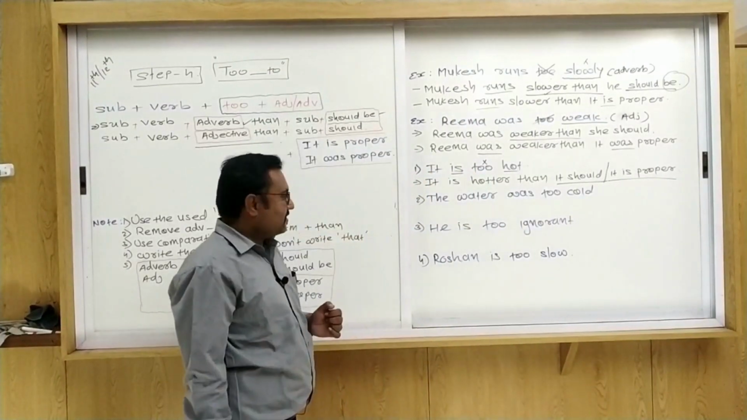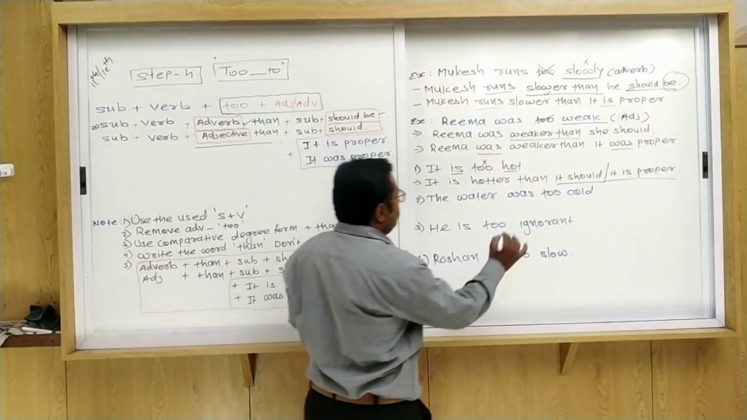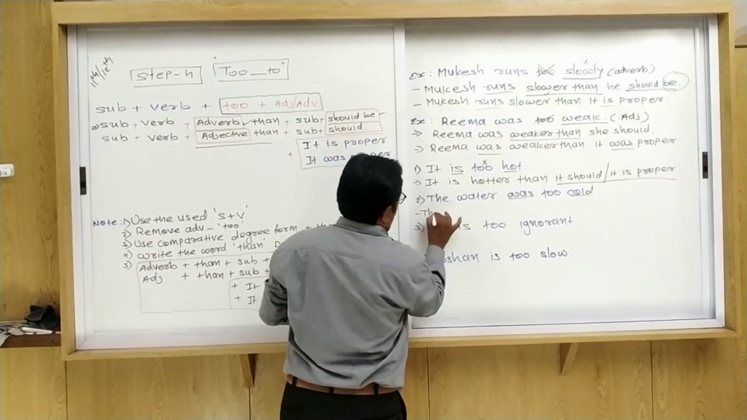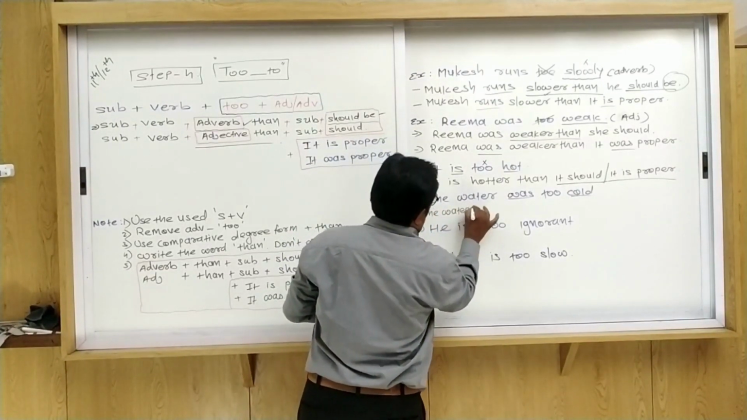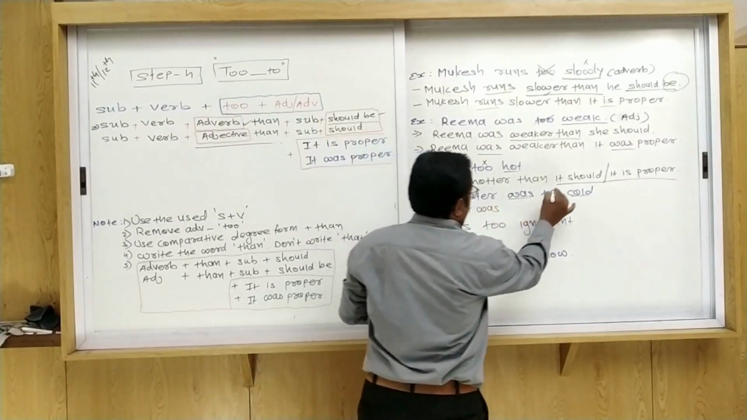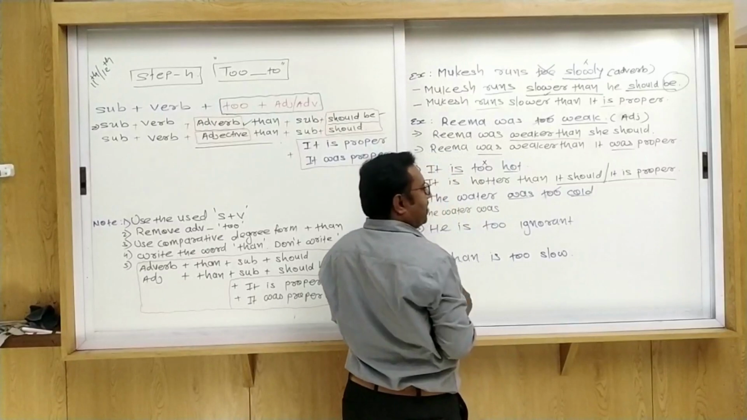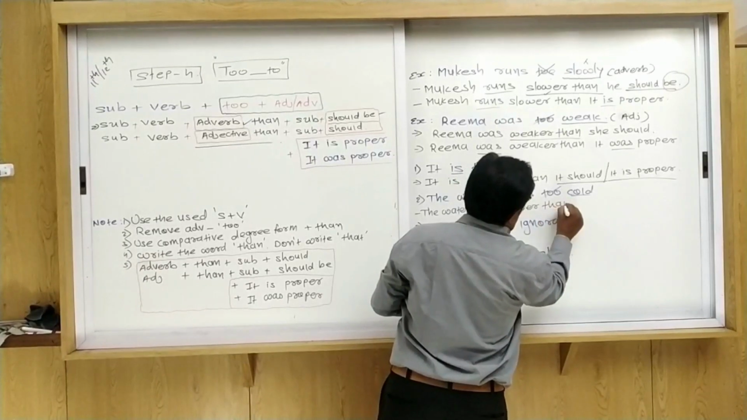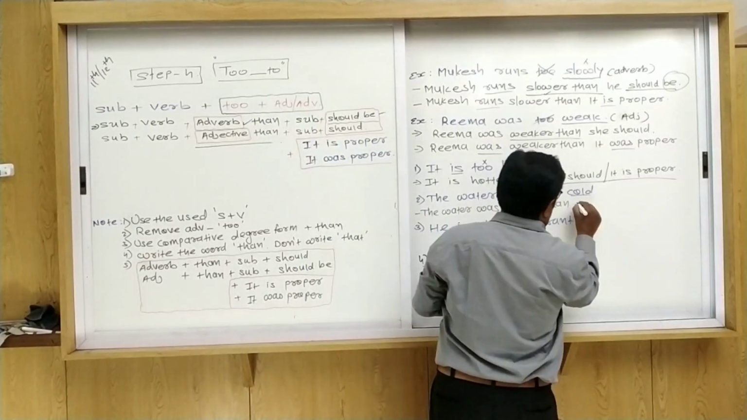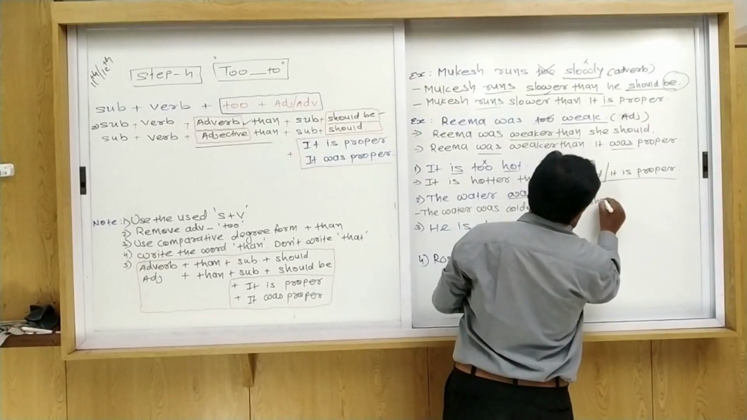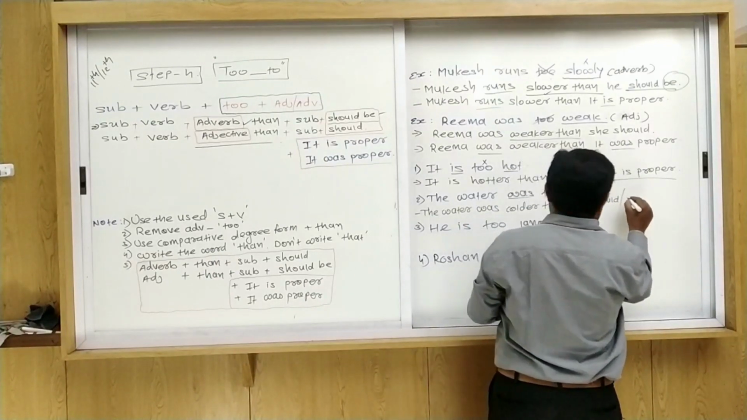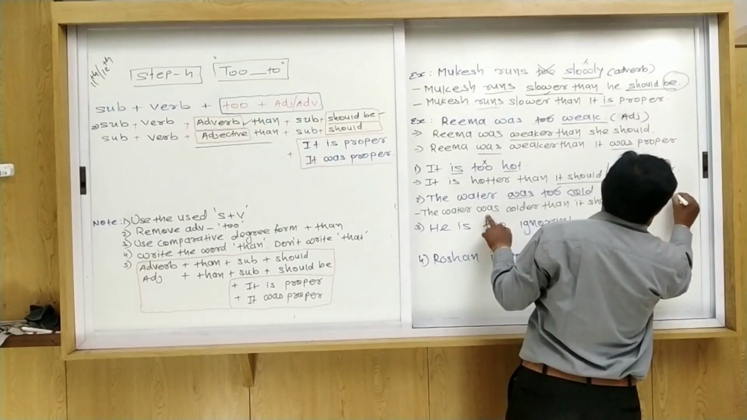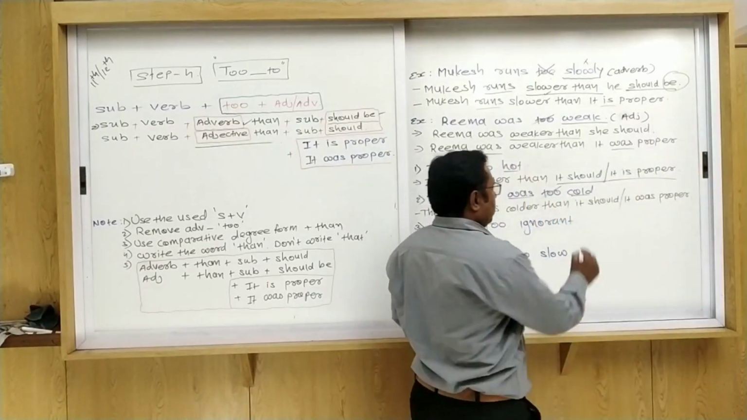Okay, next, the water was too cold. So the water was, remove "too", use the comparative degree of cold, so colder than. What is the subject? Water, so "it should". Yeah, you can also say that past tense is used here, so "it was proper". Okay.